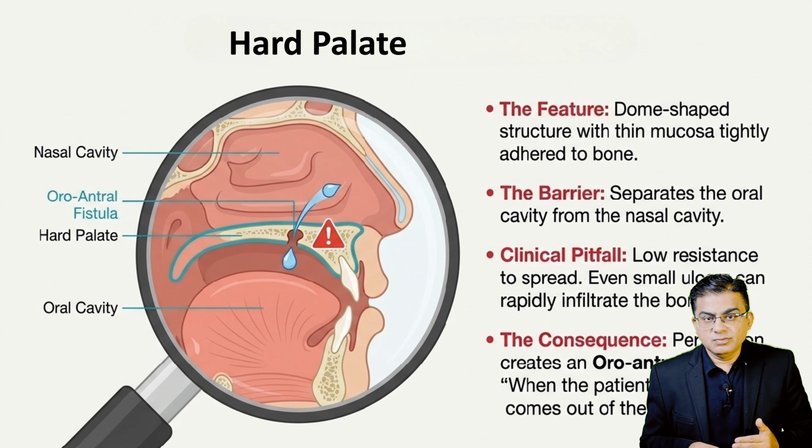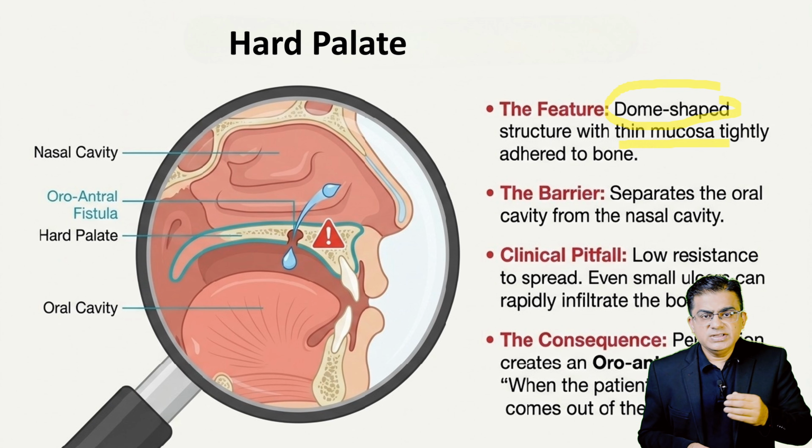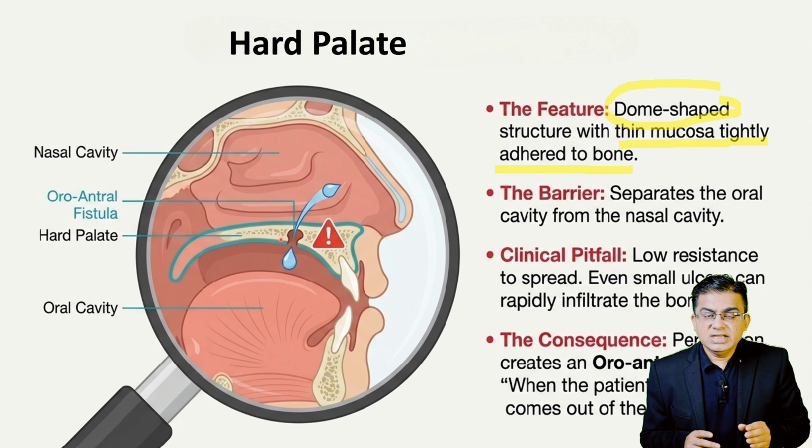Look at the roof now, the roof of the oral cavity, the hard palate. This is a dome-shaped structure with a thin mucosa adherent directly to the palatal bone. Notice that even a small ulcer here can infiltrate the bone rapidly. There is simply no resistance for tumor to spread. The consequence is perforation. An advanced ulcer, if it erodes the palatal bone, may end up in an oroantral fistula. The patient will tell you, doctor, when I drink water, it comes out of my nose. That is the hallmark of hard palate perforation.